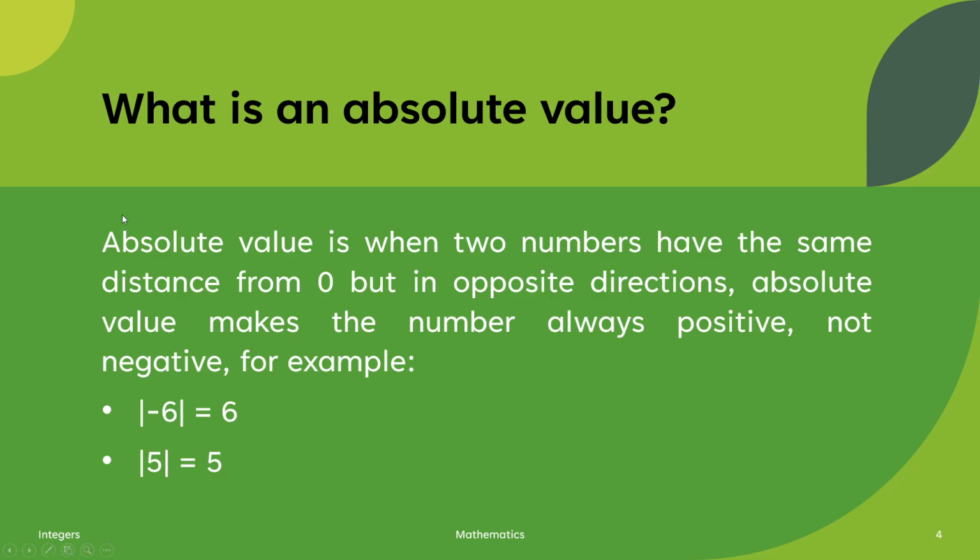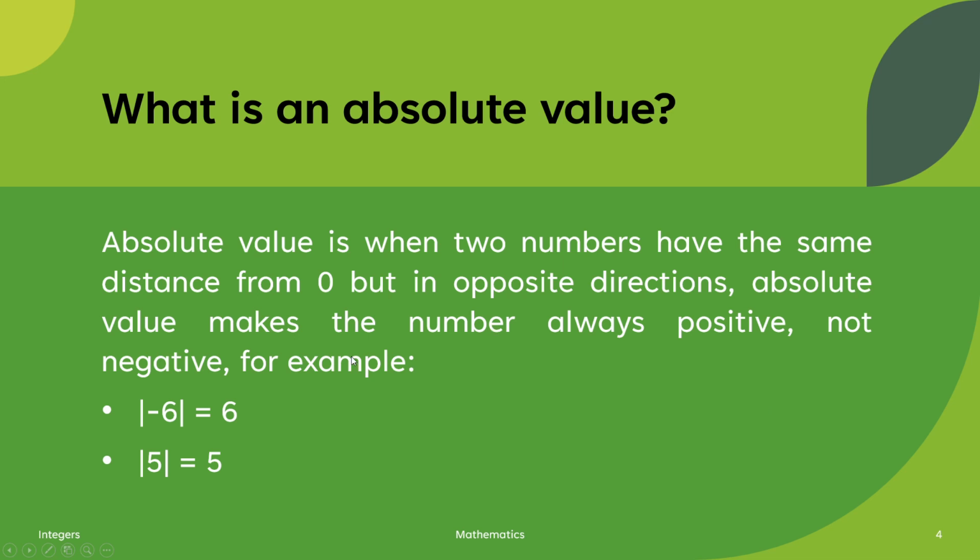The third thing we have is absolute value. The absolute value is when two numbers have the same distance from 0 but in opposite directions. Means when two numbers are opposite, they have the same distance. Also, the second thing I wrote is that absolute value makes the number always positive, not negative.